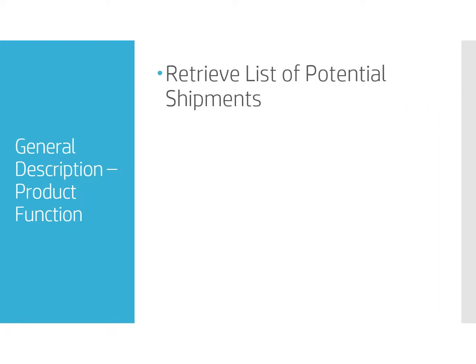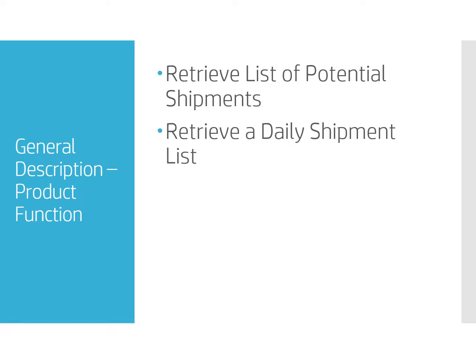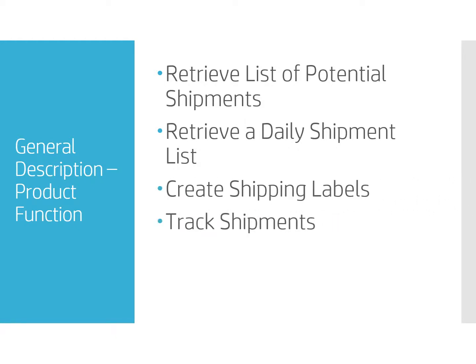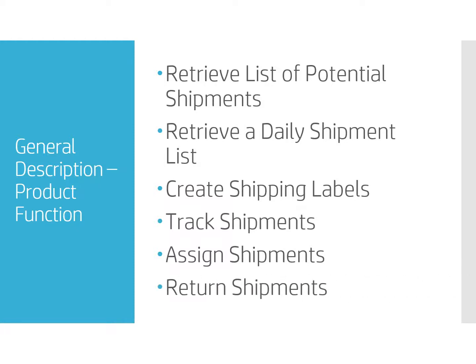The system has 6 main functions, the first of which is to retrieve a list daily of potential shipments. Also retrieve a daily scheduled shipment list. It will create shipping labels, track shipments, assign shipments, and facilitate the return of shipments. For our first 2 bullets, the difference is the first list are all shipments that could be sent. The second are all shipments that are going to be sent. And the shipments that are going to be sent are identified by the area managers.